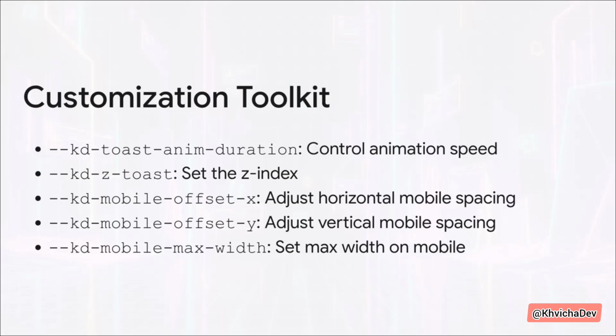And this is that toolkit they're talking about. Instead of writing a bunch of messy CSS code to override things, you just tweak these simple CSS variables. It's like having a control panel. Want the animations to be snappier? Just change the WKD toast anim duration variable. Is another element on your page covering up the notification? No problem. Just increase the WKD toast z-index. You get all this fine-tuned control without any of the headaches.